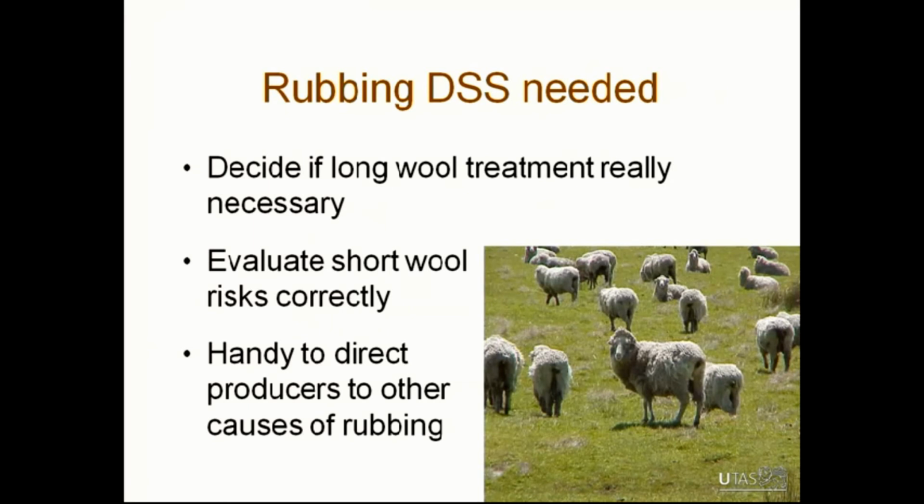We'll go back to the rubbing one. We need to use this rubbing model because the long wool model really needs to know for sure that it's lice that are causing the problem, and we need it to evaluate the short wool model correctly to get much better estimates. It also does help people in terms of telling them what other causes of rubbing they might have.